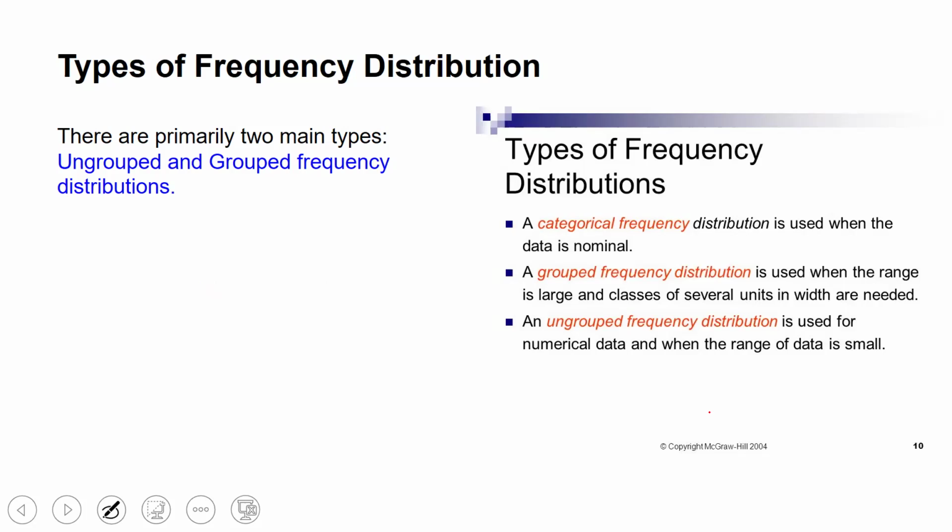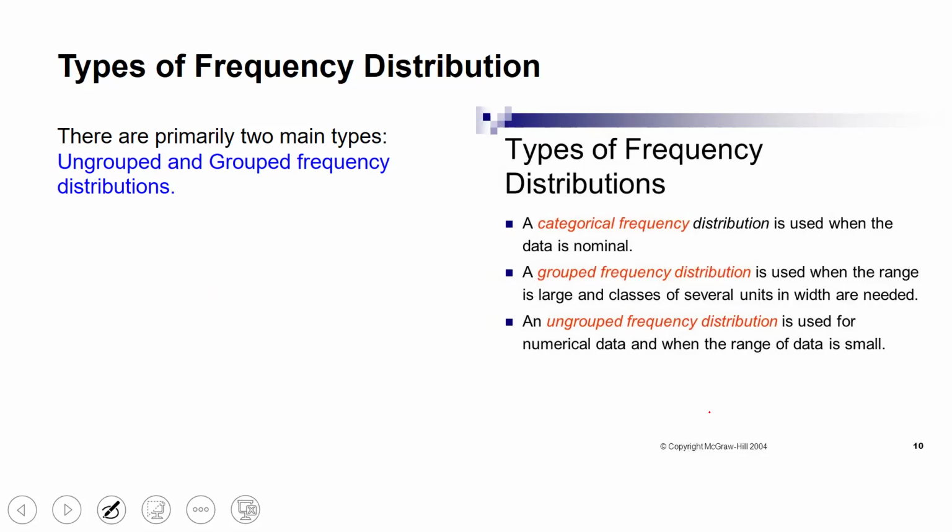So both grouped and ungrouped data are used when you have numerical data. But grouped data is usually used when you have a large range, while ungrouped data is used when the range of the data is small. So this is the most important difference between grouped and ungrouped data. For grouped data, it applies when the range of the data is large, and for ungrouped data, it is applied when the range of the data is small. And both grouped and ungrouped data are applied to numerical data.